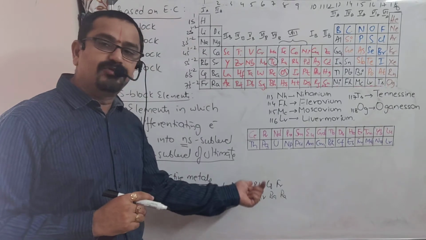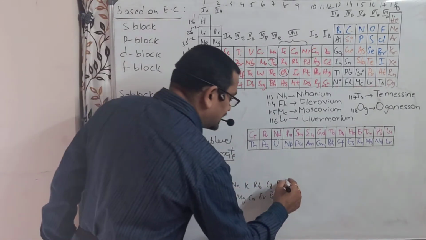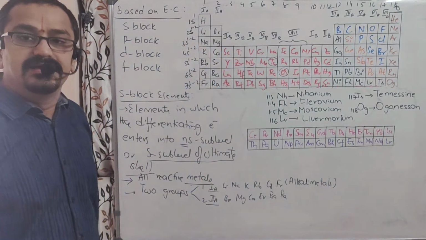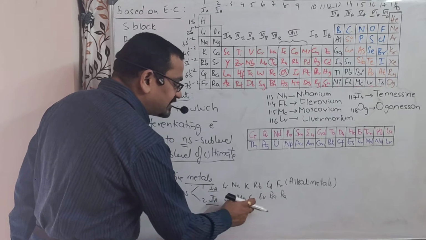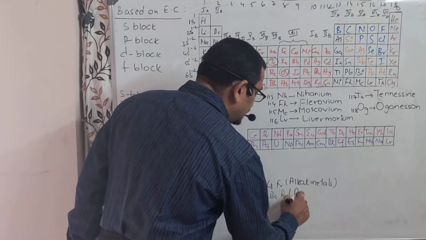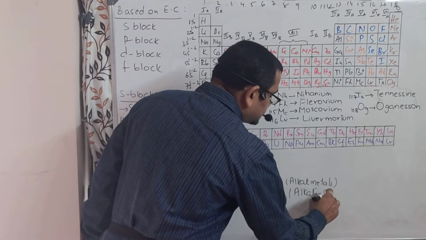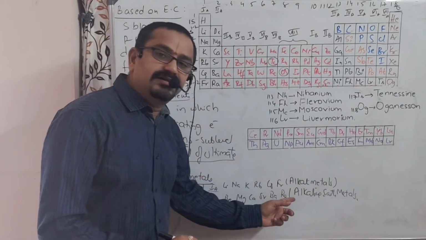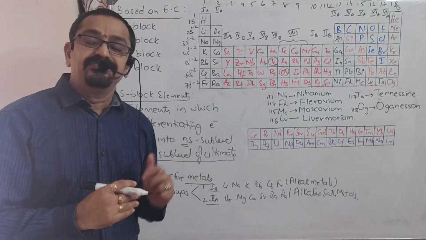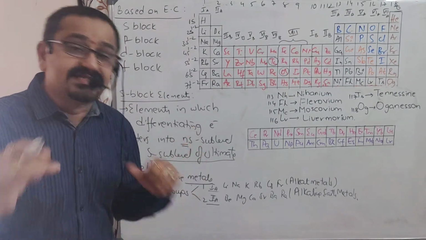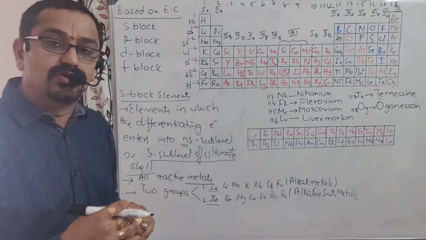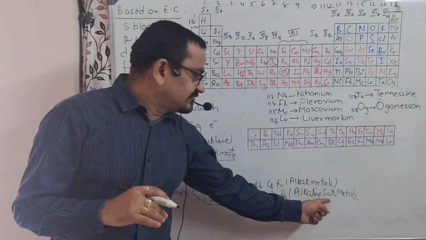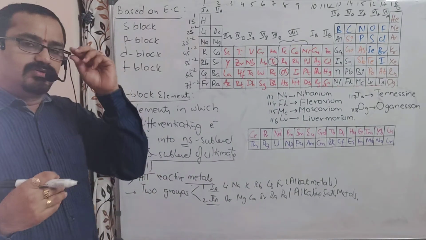1A group elements are lithium, sodium, potassium, rubidium, cesium and francium, which are also called alkali metals. And 2A group members are beryllium, magnesium, calcium, strontium, barium and radium, which are also called alkaline earth metals. Why they are called alkali and alkaline earth metals? These metals or their oxides, when dissolved in water, form basic hydroxides. In that sense, they were named alkali and alkaline metals. And earth corresponds to their availability, more abundance in the earth's crust.